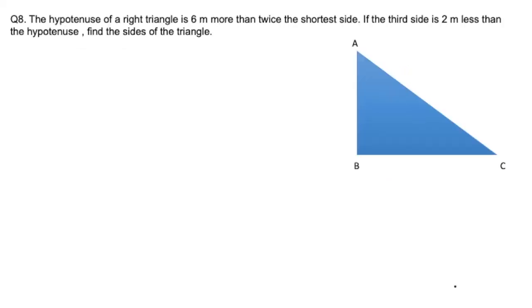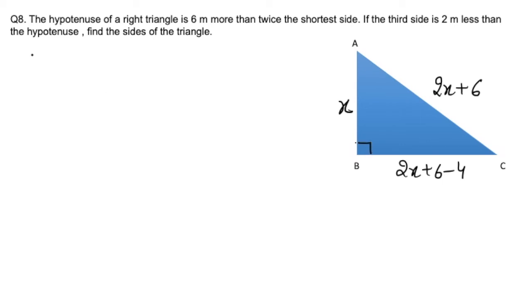Now let's move on to question number 8. In question number 8, the hypotenuse of a right angle triangle is 6 meters more than twice the shortest side. So let us suppose the shortest side is given as x. The hypotenuse is 6 meters more than twice the shortest side, so this can be written as 2x plus 6, and the third side is 2 meters less than the hypotenuse. So the base BC will be 2x plus 6 minus 2. So we are supposed to find the sides of this right angled triangle.